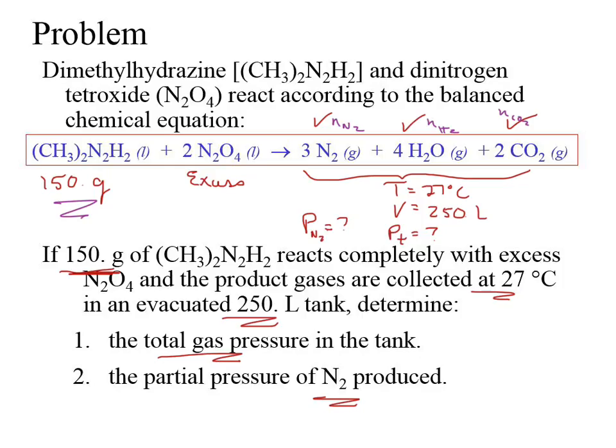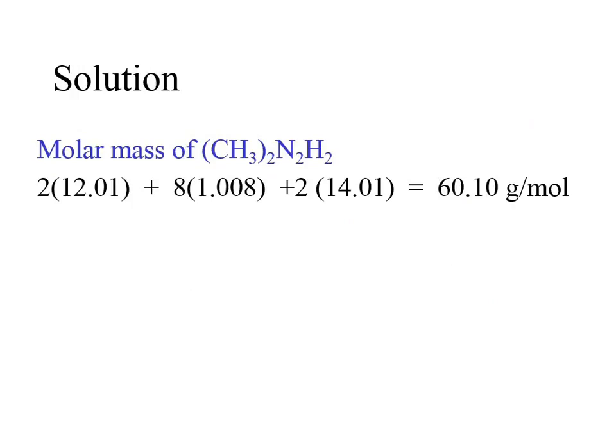And then you'll have the total number of moles, and you can get to the total pressure from there. And I think that's how I do it. Okay, so in order to get to moles, we're going to have to convert the mass of the reactant to moles. So this is the molar mass of that reactant, the dimethylhydrazine, which is really nasty smelling stuff.